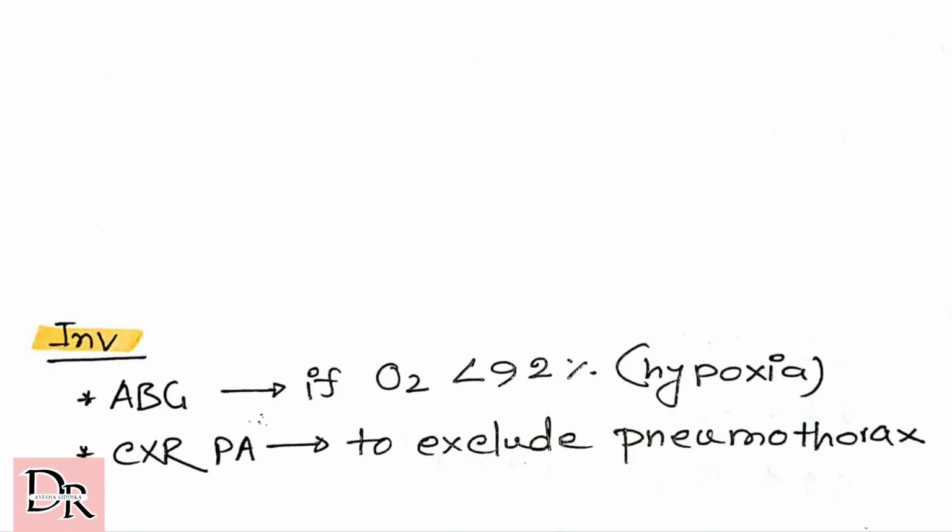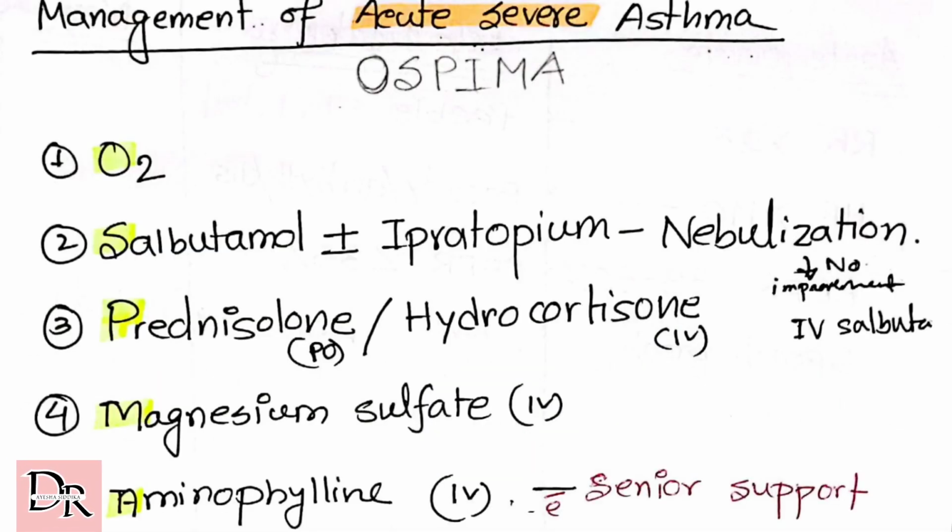So what investigations will we do? In case of asthma it is mostly a clinical diagnosis, but if there is a low level of oxygen saturation, less than 92%, or hypoxia, then we'll do arterial blood gas, ABG. Then we'll do a chest X-ray to exclude pneumothorax. Now we'll talk about management of acute severe asthma. I have made a mnemonic for that.